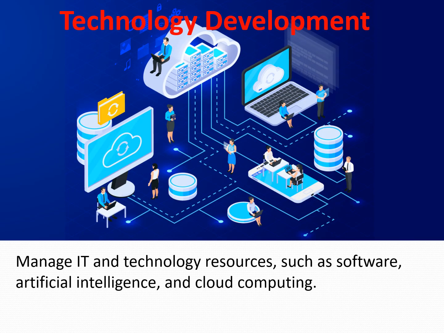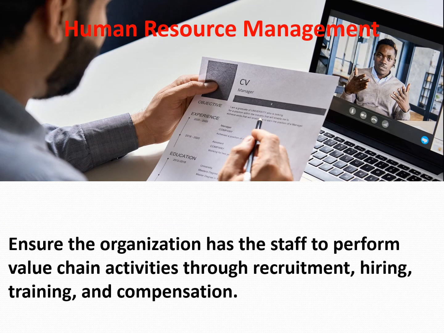The next one is technology development. This is the technology we need to support our primary activities, in which we manage the information technology and technology resources such as software, artificial intelligence, and cloud computing. Then another very important supporting activity is human resource management, in which we ensure that the organization has the staff to perform value chain activities through recruitment, hiring, training, and compensation.